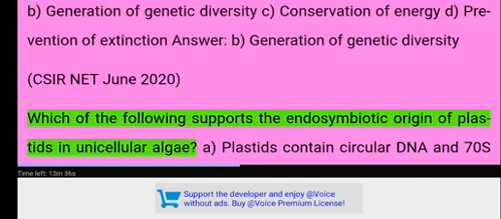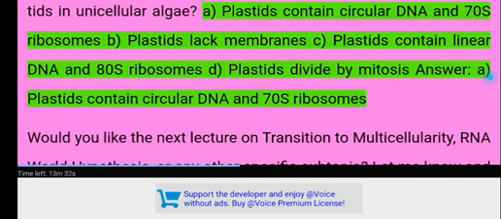CSIR NET June 2020. Which of the following supports the endosymbiotic origin of plastids in unicellular algae? A. Plastids contain circular DNA and 70S ribosomes. B. Plastids lack membrane. C. Plastids contain linear DNA and 80S ribosomes. D. Plastids divide by mitosis. Answer: A. Plastids contain circular DNA and 70S ribosomes.